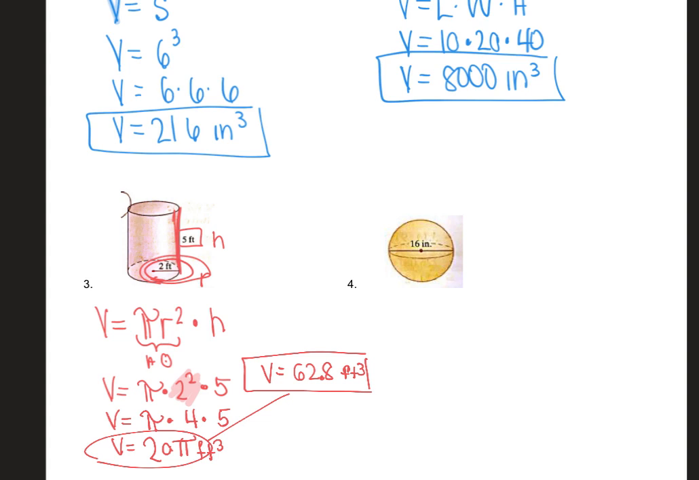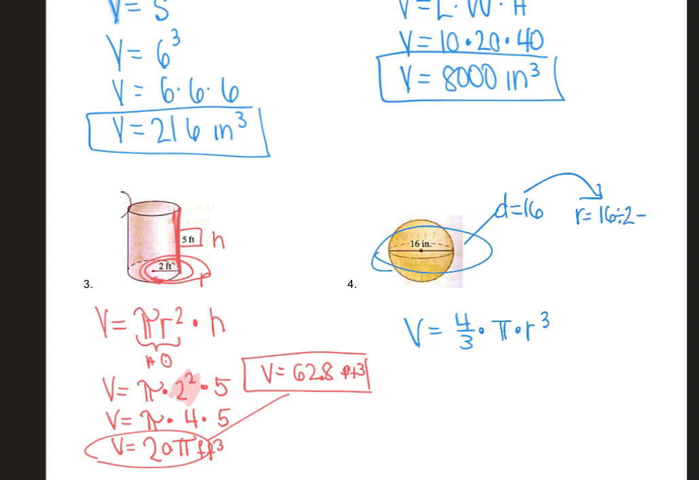Now for my sphere, you notice that in my sphere formula, V equals 4 over 3 pi times r to the third. So there's those matching 3's in there. But notice I can only use a radius. Well, I don't have a radius. I have a diameter of 16, which means in order to get my radius, I would need to do 16 divided by 2, which gives me 8. So my radius is 8, half of my diameter, half of 16.